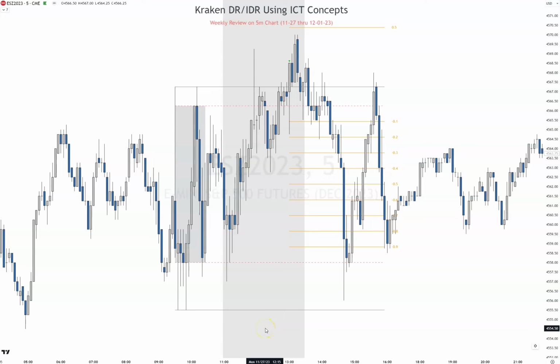Today I want to go over the Kraken DR, IDR using ICT concepts, the 5-minute chart. It's the weekly review for November 27th through December 1st. So let's go ahead and put everything on the chart here.